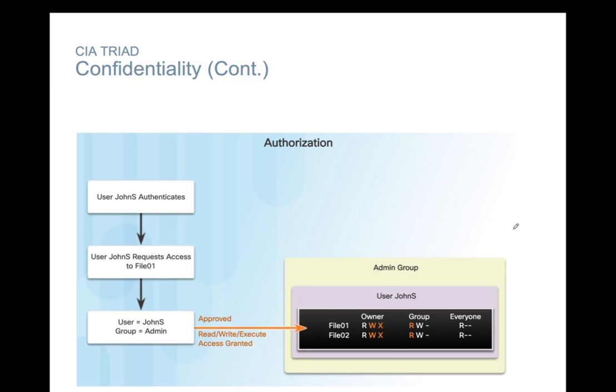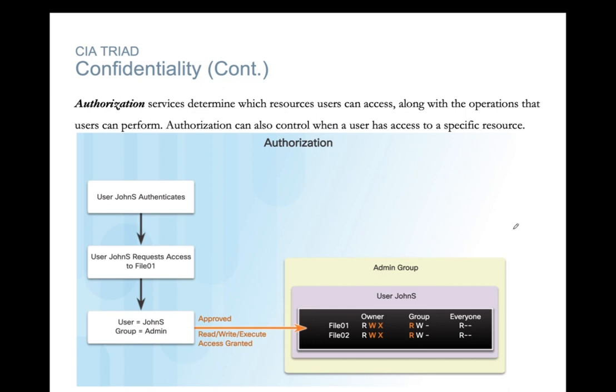In authorization, the authorization service determines which resources users can access, along with the operations that users can perform. As shown in this figure, some systems accomplish this by using an access control list, or ACL. An ACL determines whether a user has a certain access privilege once the user authenticates.